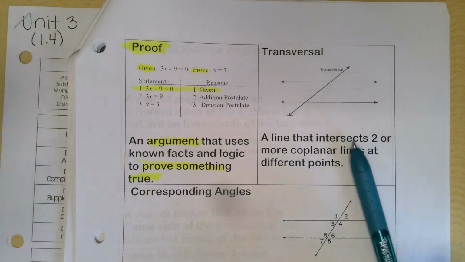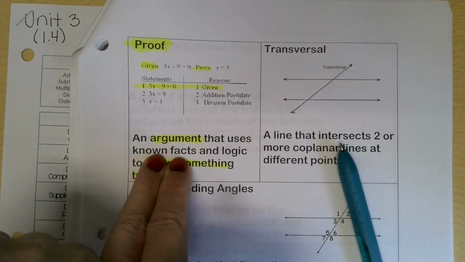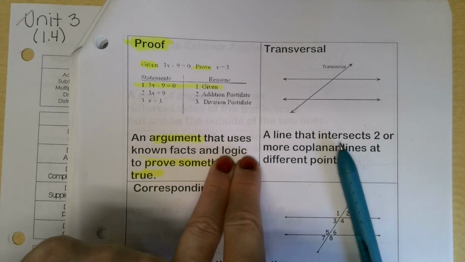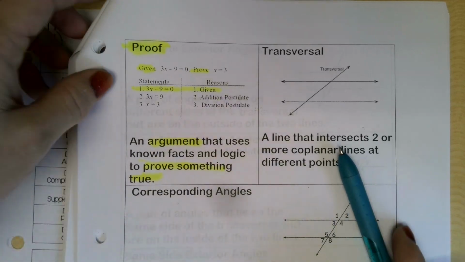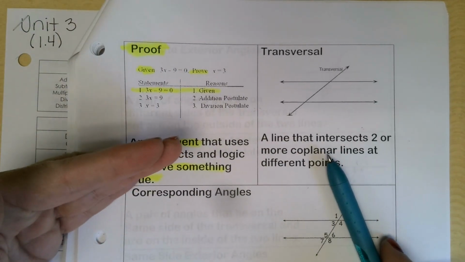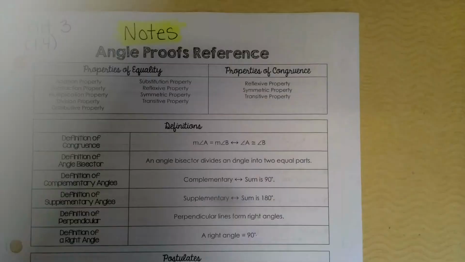We always have one of our reasons, which is a definition, a postulate, a theorem, a property, an algebra property, things like that. So the actual definition is it is an argument that uses known facts, or definitions, postulates, theorems, and properties, and logic. That means that a proof uses deductive reasoning to put the steps together in order to prove that something's true. Once you have proven something in geometry, you can use it to prove something else.